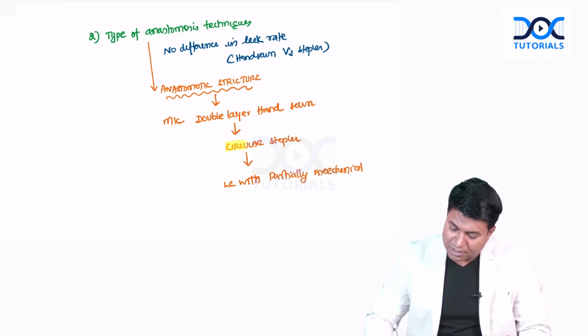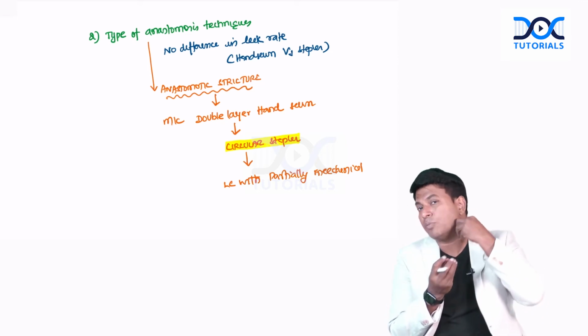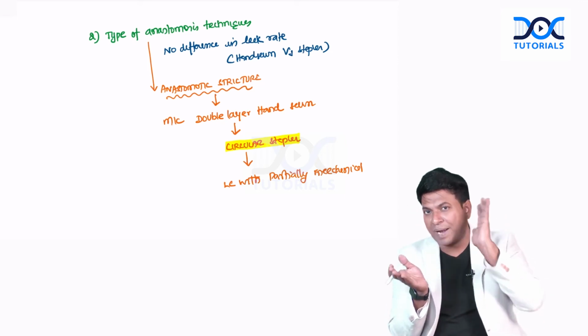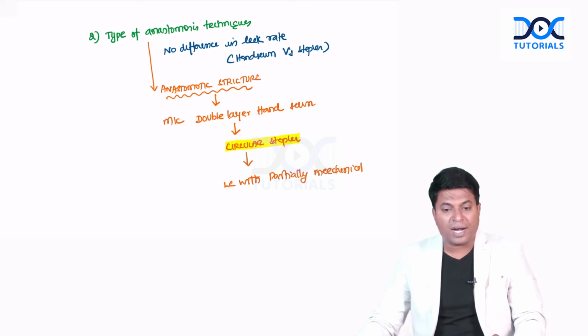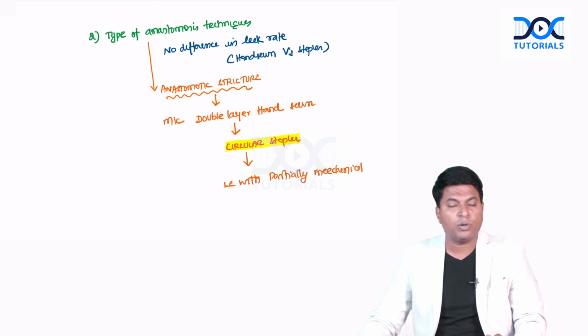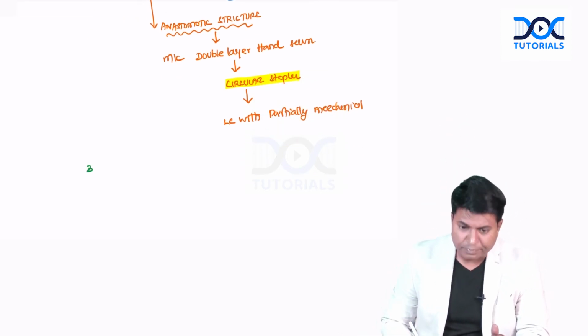Among the two staplers, the circular stapler technique has more stricture because it is only a circular anastomosis here. Whereas in a partially stapled one, you can practically understand I am doing a wide anastomosis with a linear stapler. That is the reason. That is the point I want you to remember. Then comes the third point.